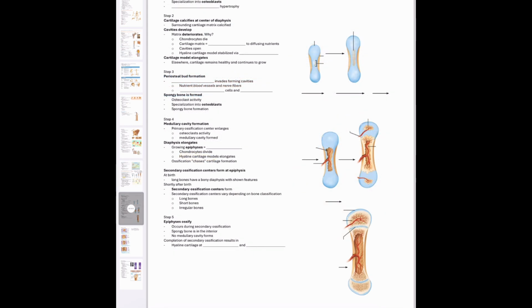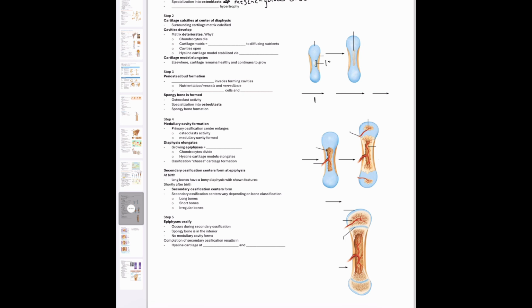So we've already said that this is the first stage for endochondral ossification. And we said that we get the formation of our primary ossification center. We have these osteoblasts that are going to be secreting that osteoid. But where do osteoblasts come from? So that leads us to specialization into osteoblasts. So these osteoblasts, they're going to be derived from our mesenchymal cells in that first step. And the location of where this primary ossification is, it's within the center of the diaphysis.